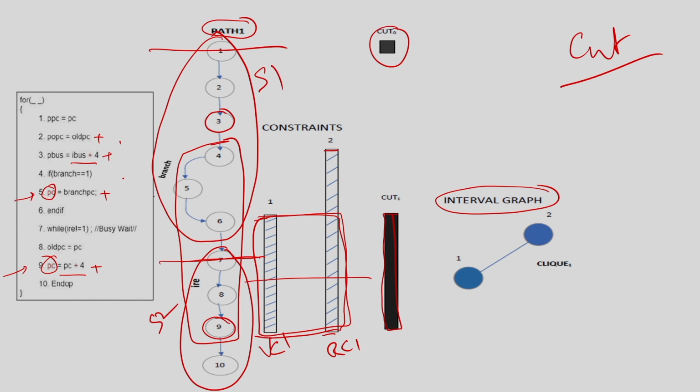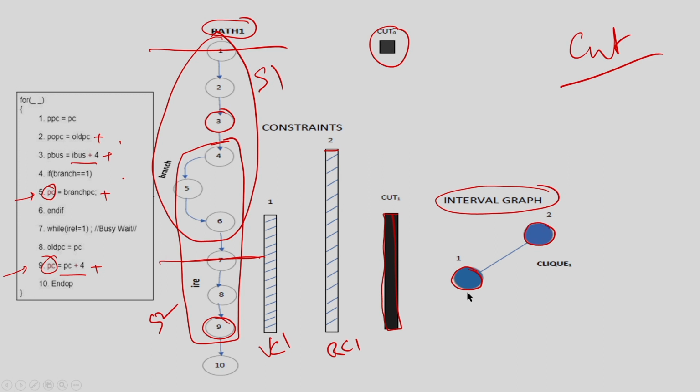So, in the interval graph each such constant will be a node. So, I have one constant, VC1, this is node 1, and I have constant 2, the resource constant 1, this is my node 2. So, the number of nodes in the interval graph will be the number of such constants.